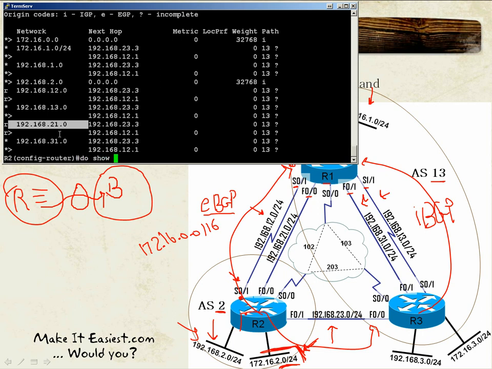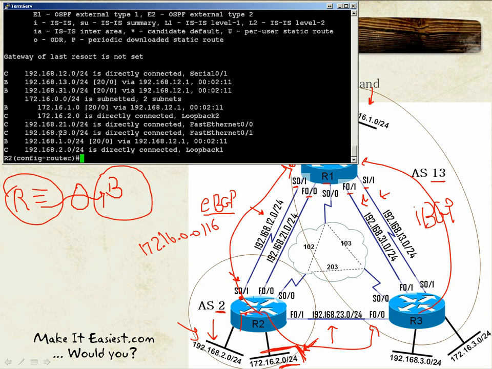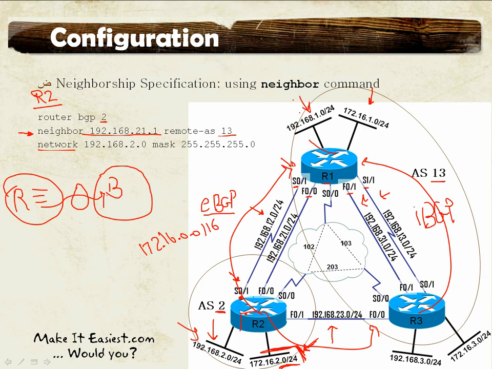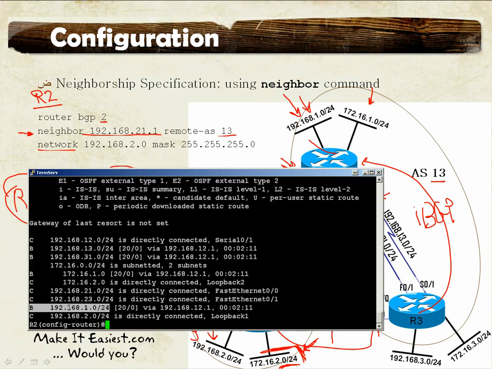So to verify the receipt of the information, I'm gonna show the routing table, and as you can see I have B codes, BGP, for example the network 192.168.13, which is the network between router 1 and 3, also the 192.168.10/24, which is the LAN network right here. All these networks have been learned using BGP at router 2.